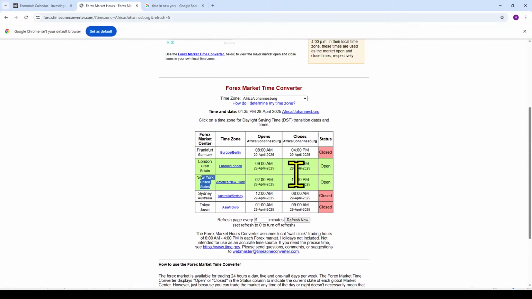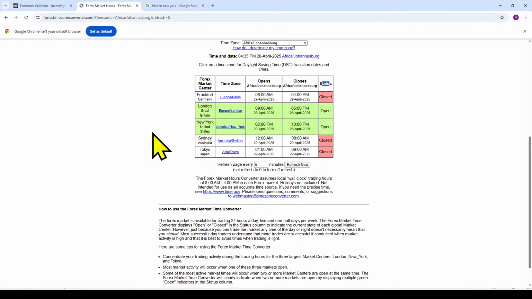So this table right here shows you the time zone. It shows you when the session opens, like when does this particular trading session start. It shows you when the trading session closes, okay? And then the status right now, is the market open or is it closed? Okay, so let's start with the first session on the list.